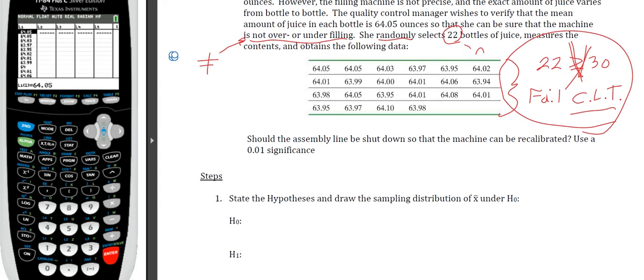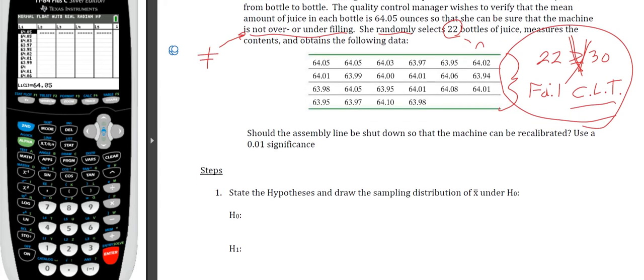All right, so keep that in mind. But we're going to move on as if it was okay, just so we have an example of working with this data. All right, so state the hypotheses and draw the sampling distribution. Okay, so for h sub 0, we have mu equal to, and for h1, we're also going to work with mu. For h sub 0, we have mu equal to 64.05. That's the assumed amount of juice in the bottle. So 64.05.